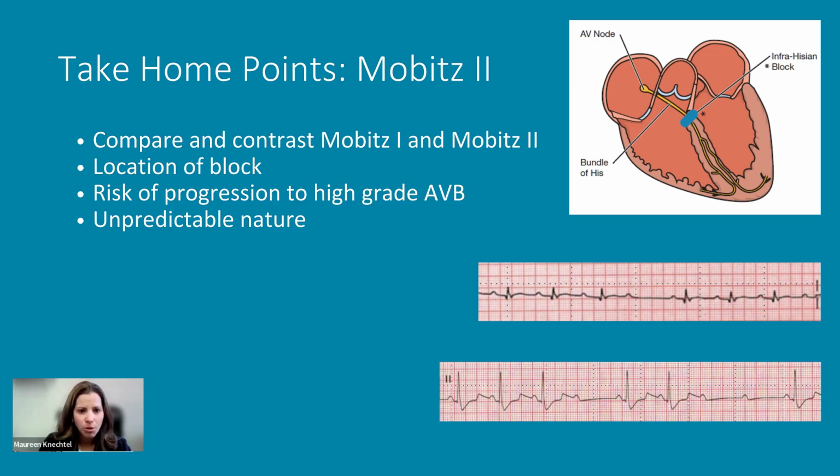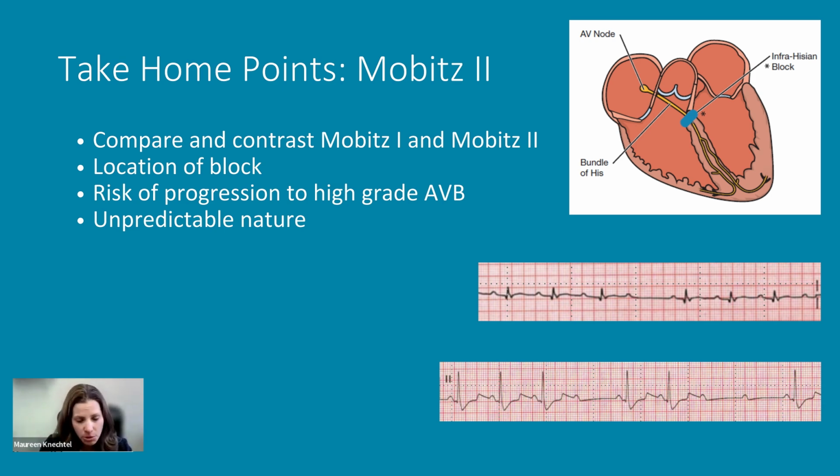So what are some take-home points with Mobitz 2? Here's a comparison of Mobitz 1 and Mobitz 2. With a Mobitz 2, we call that infrahisian, meaning it's just lower in the conduction system. Remember, the lower any type of block is in the conduction system, the more unstable it is.